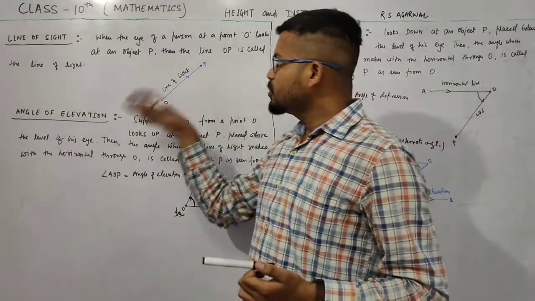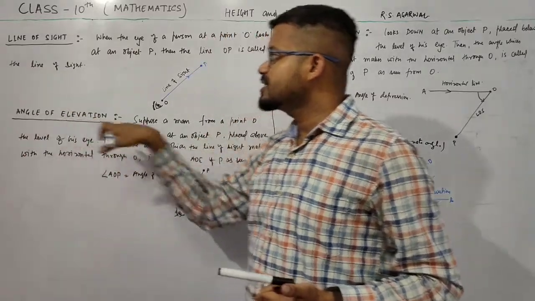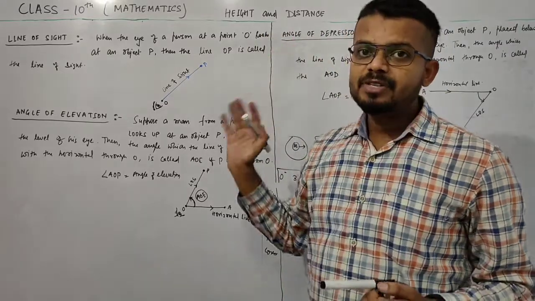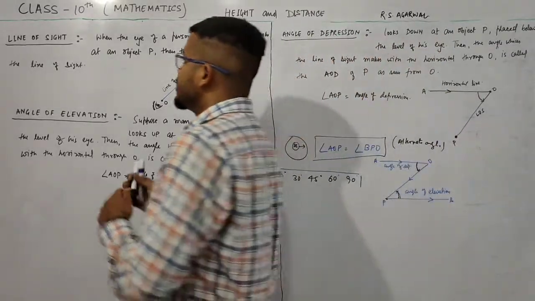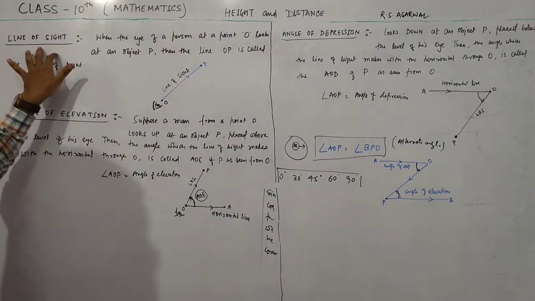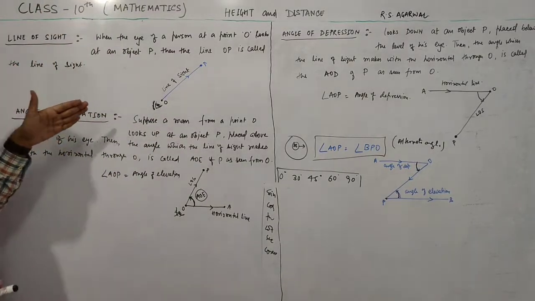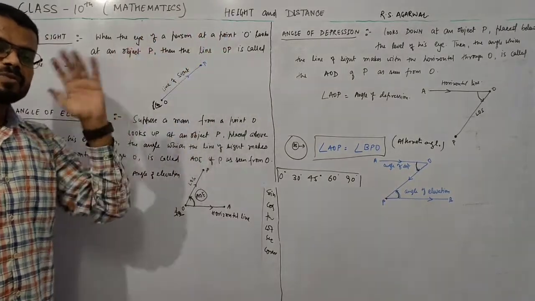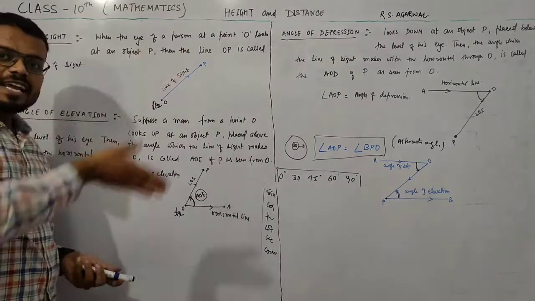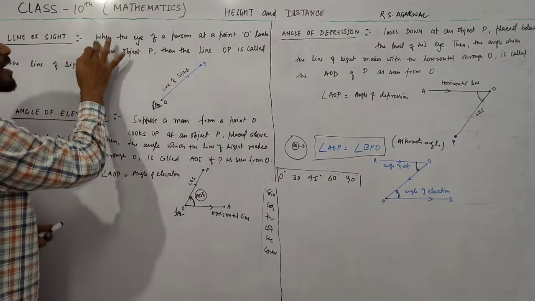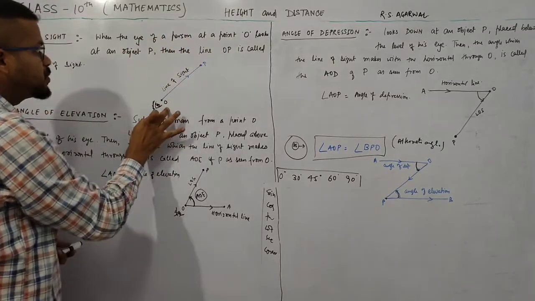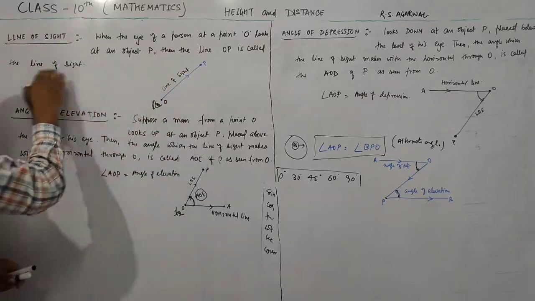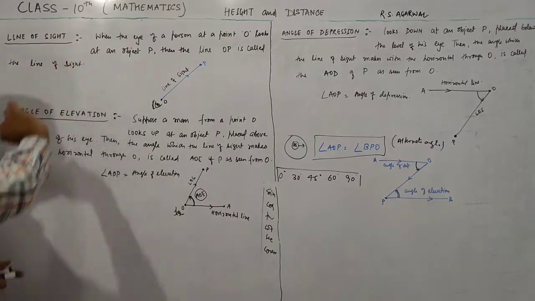Okay, so before going forward, here are three important points which we use in this chapter. Let's discuss these three points. The first one is line of sight. What is line of sight? Whenever we look at some object from our eye, that particular line is the line of sight. Here, when the eye of a person at a point O looks at an object P, then this line OP is called the line of sight.